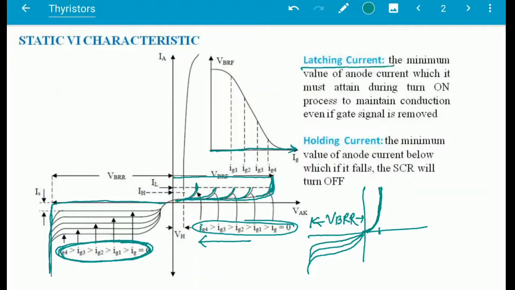And what is holding current? The minimum value of anode current below which it falls, the SCR will turn off. So if we want to turn off the thyristor, then we have to decrease the current through the thyristor below that holding current. These are the definitions. And always the latching current is greater than the holding current.